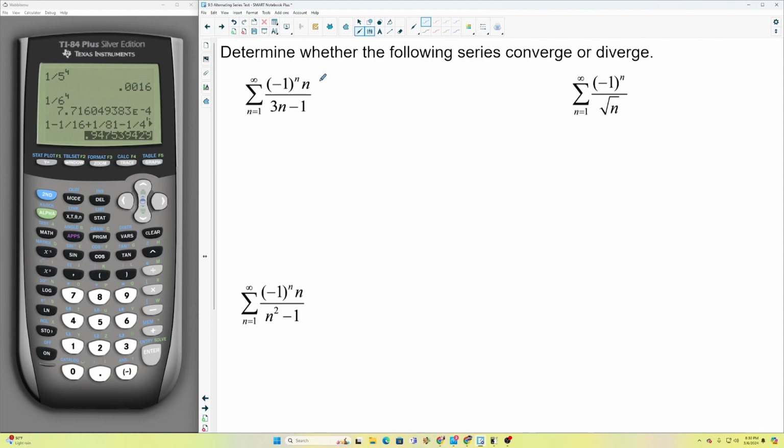Determine whether the following series converge or diverge. We have the limit as n approaches infinity of n over 3n minus 1. That's 1/3, which is not 0. So we can say diverges by nth term test.